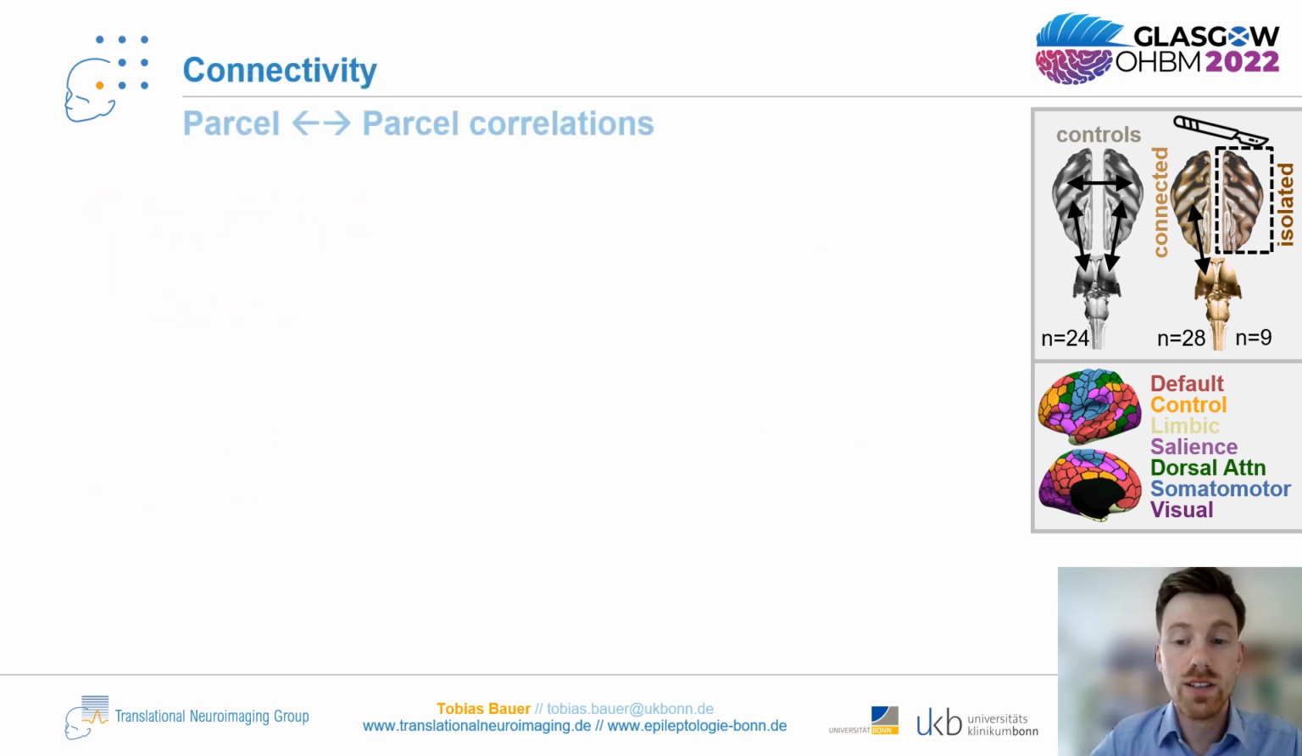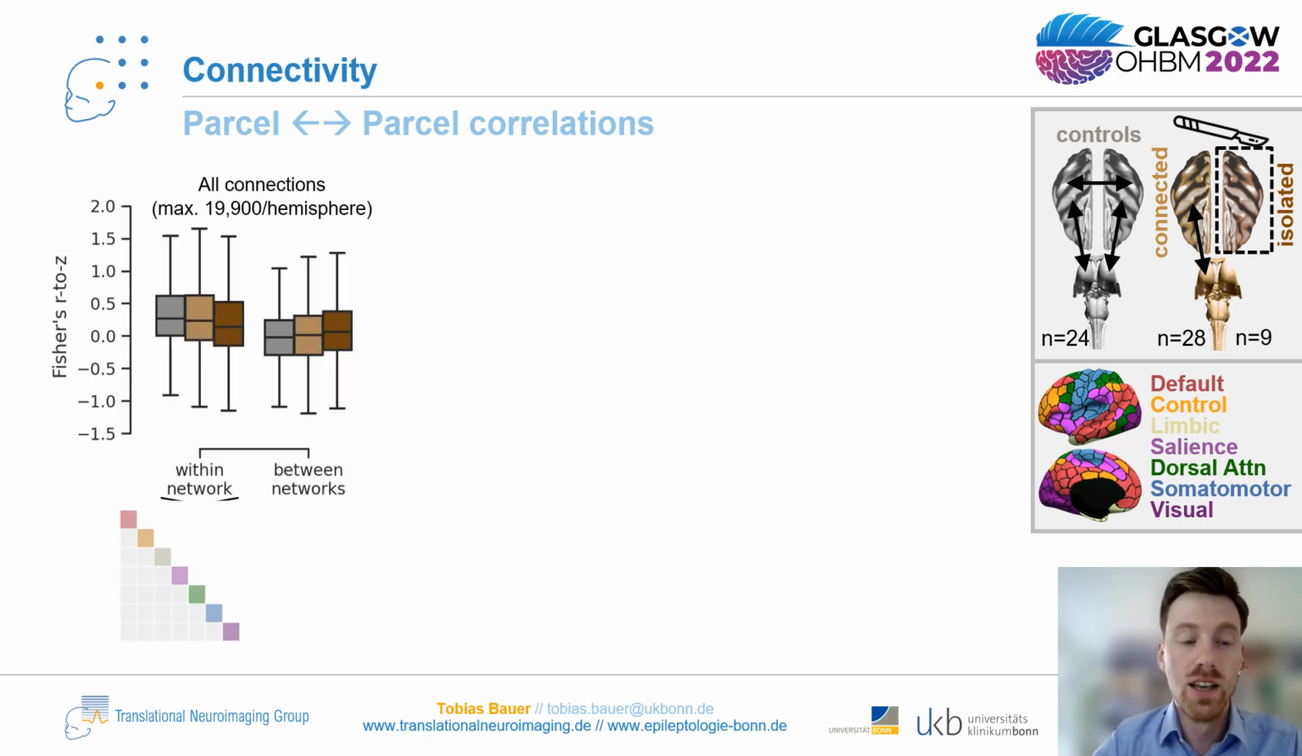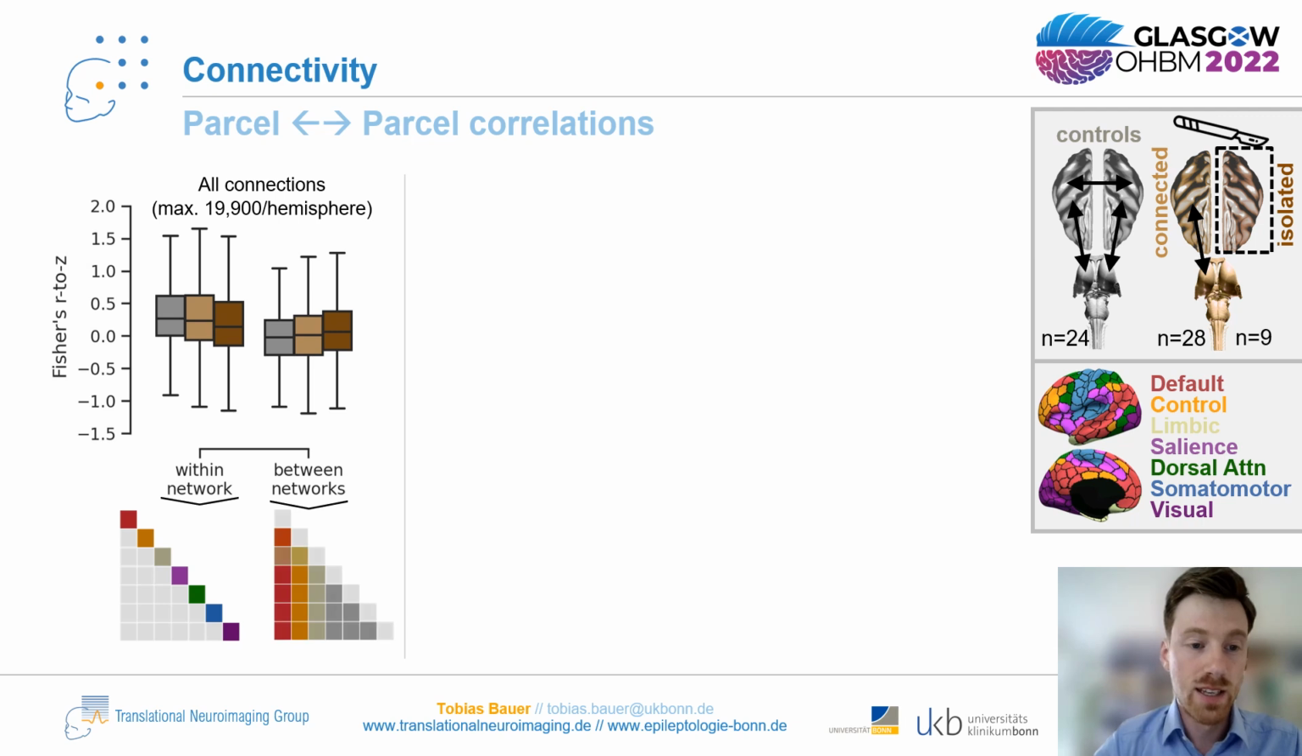To quantify connectivity, we calculated the correlations between the average time courses between all pairs of parcels. So if we first look at those connections where both parcels lie in the same network, we see that this is slightly reduced on the connected hemisphere after surgery and even more reduced on the isolated hemisphere after surgery. Now, for those between-network connections where both parcels are in different networks, we see that this is increased on the connected hemisphere and even more on the isolated hemisphere after surgery.